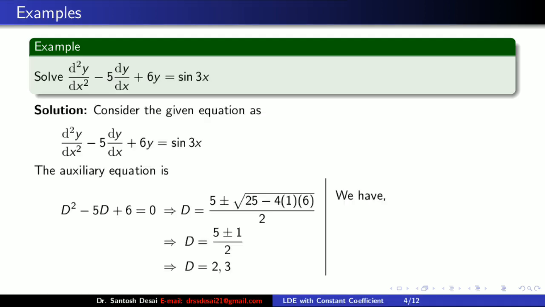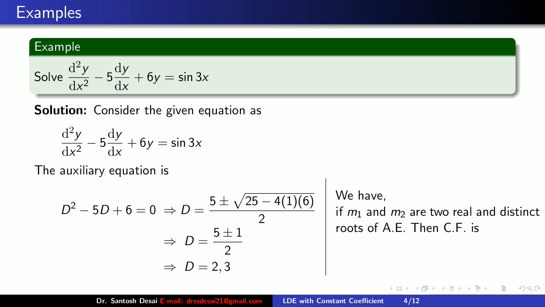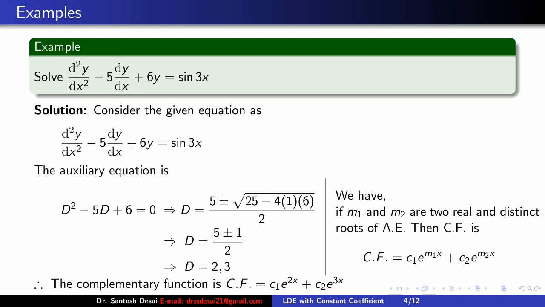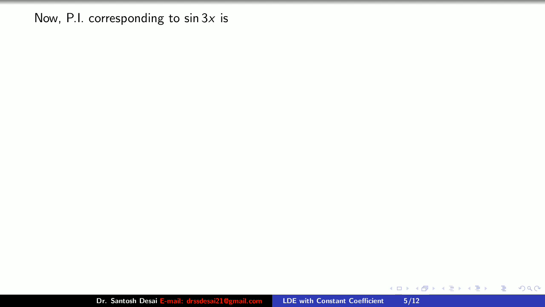Now we know that if m1 and m2 are the two real roots of the auxiliary equation, then the complementary function is given by: take one constant into e raised to first root into independent variable, plus next constant into e raised to next root into independent variable. So by applying this, the complementary function is c1 e raised to 2x plus c2 e raised to 3x. So this is about the complementary function. Now let us consider the particular integral corresponding to sin 3x.